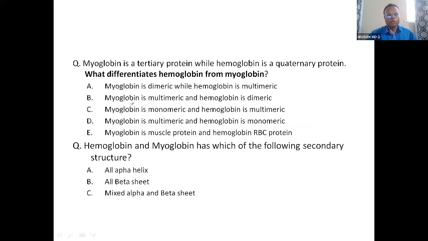You'll find it. What is the difference between hemoglobin and myoglobin? Myoglobin is single, and hemoglobin is multiple. What does tertiary protein mean? A tertiary protein has a single chain, it is monomeric. Quaternary is multimeric. This is a very important question, they ask questions from this. Quaternary is multimeric, you have to remember.